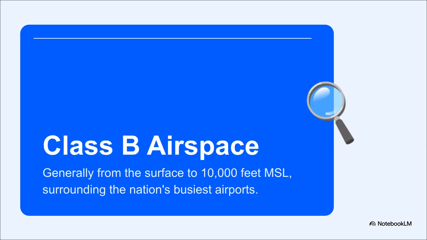And now, we're going to the big leagues. We're on approach to one of the busiest airports in the country. Think JFK, Atlanta, O'Hare. This is Class B airspace. It's designed specifically to protect these massive hubs, usually going from the ground all the way up to 10,000 feet.